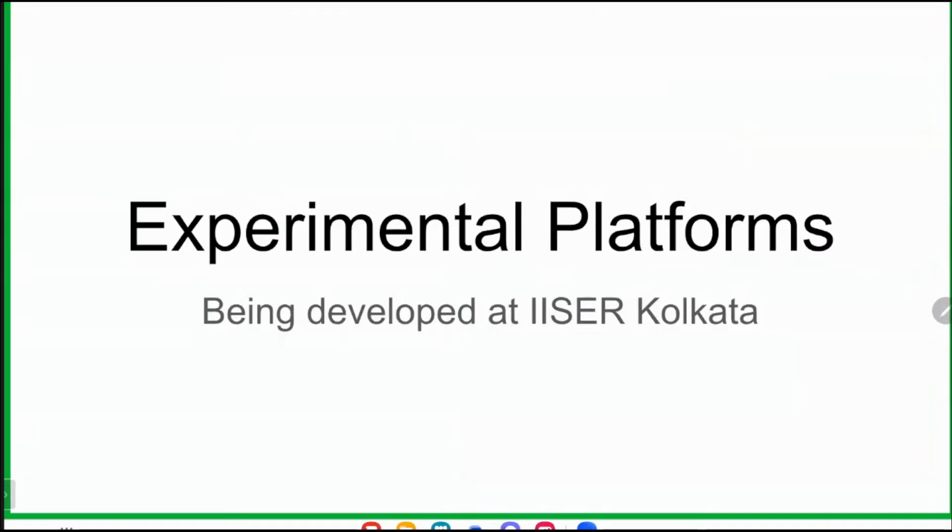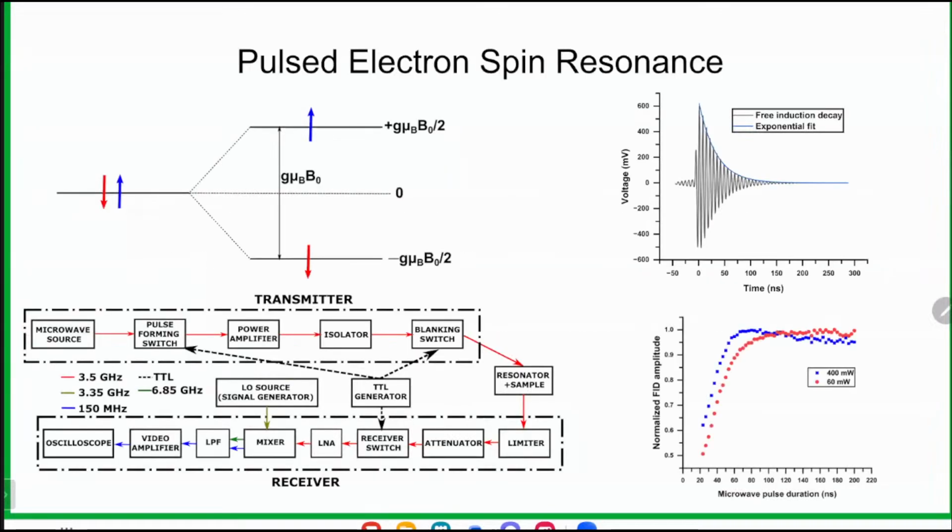And finally, I'd like to discuss some of the experimental platforms which are being developed at IISER Kolkata. A pulsed electron spin resonance platform is one of them. Here you apply a magnetic field, and because of the Zeeman splitting, you have a paramagnetic system, a spin-half system, and because of the Zeeman splitting, it gets split into two. The degeneracy is lifted, and two energy levels are formed, and we use this system as a qubit.